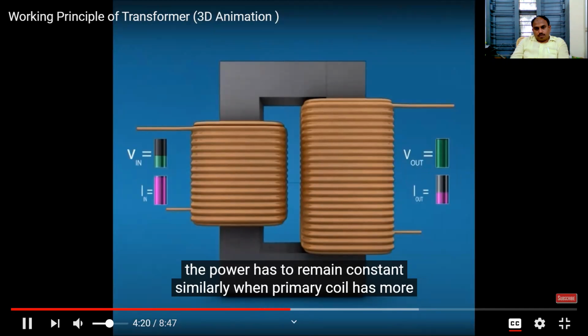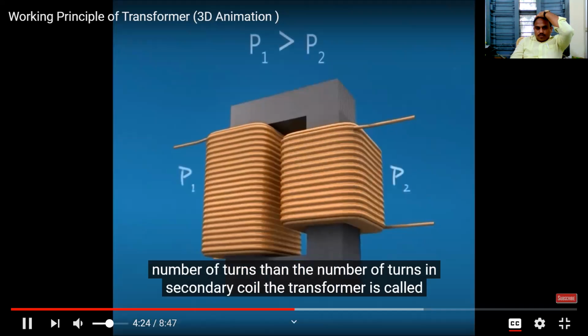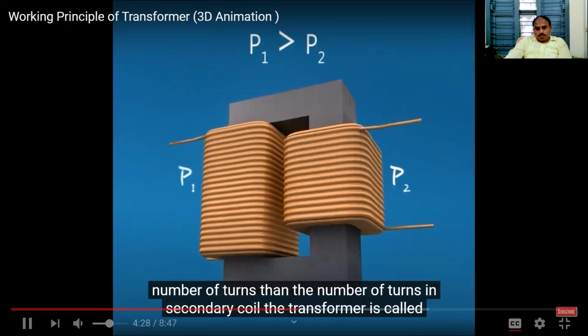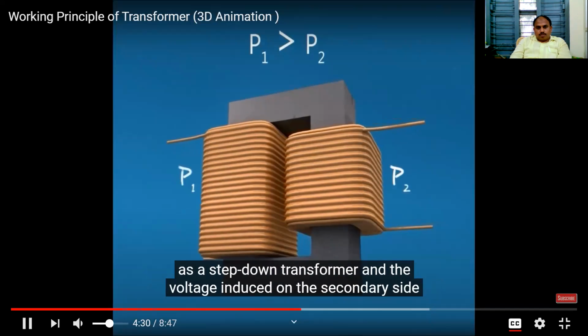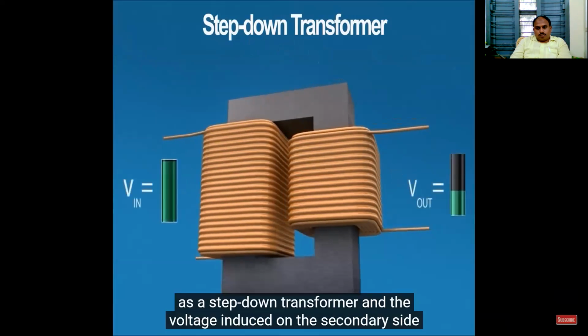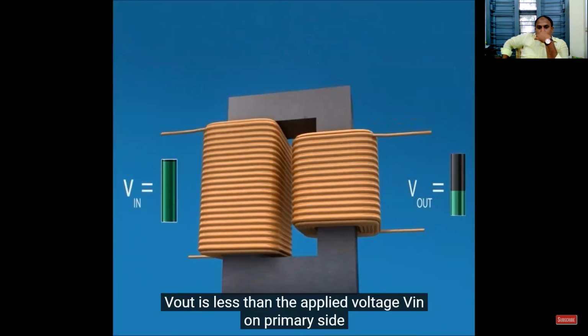Similarly, when the primary coil has more turns than the secondary coil, the transformer is called a step down transformer, and the voltage induced on the secondary side, V out, is less than the applied voltage, V in, on the primary side.